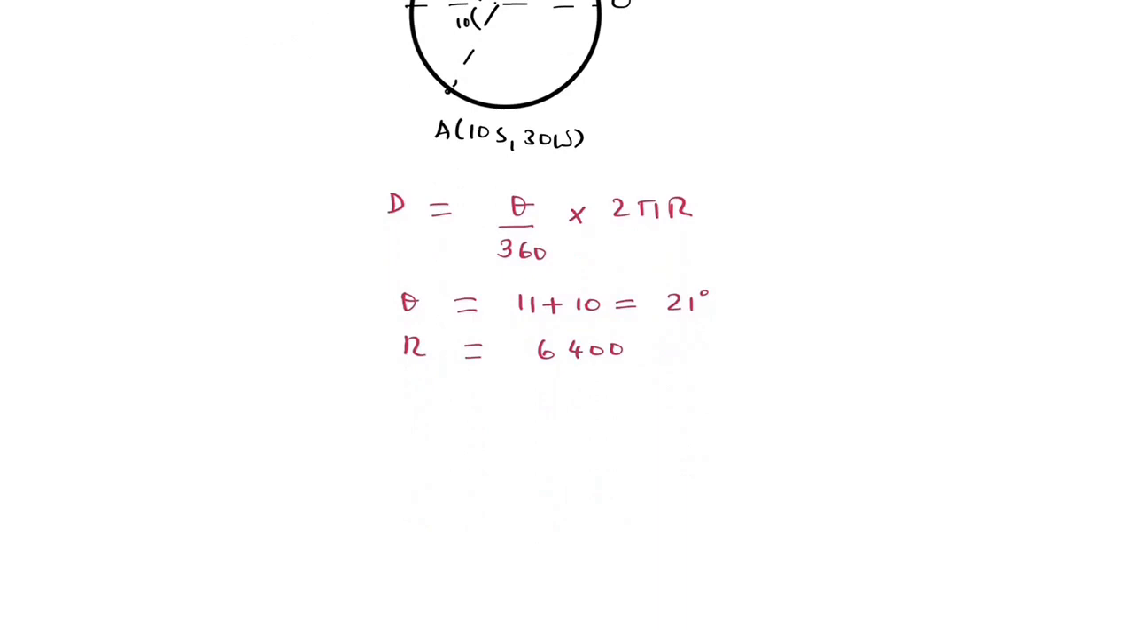Then let us substitute these values into our formula. Our equation is going to be distance equals 21 over 360 times 2 times 3.14 times 6,400. After solving, we have distance equals 2,344.53 kilometers.